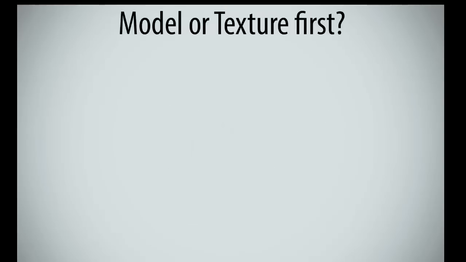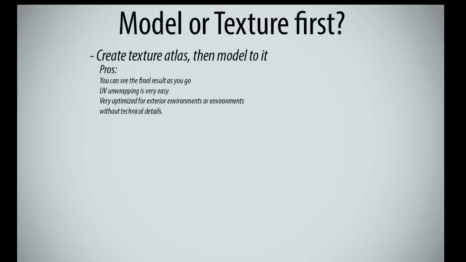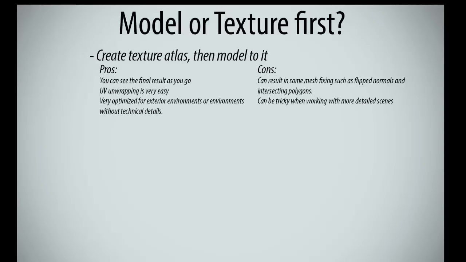What should you do? What should you model first or should you texture first? Now they have a few different things that are good for each one. So the first one, when you create a texture atlas first and then you model to it, the pros are that you can see the final result as you go. The UV unwrapping is very easy. It's very optimized for exterior environments or environments without technical details. However, it can result in some mesh fixing such as flip normals and intersecting polygons, and it can be a little tricky if you're working something a little more detailed.